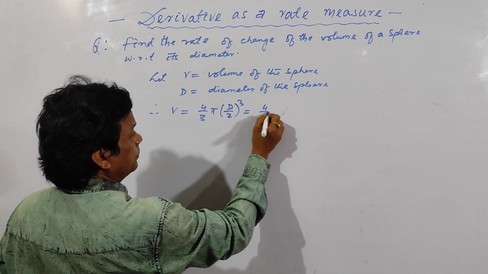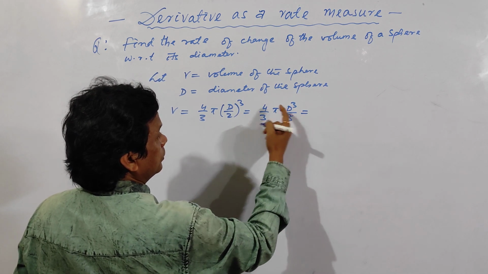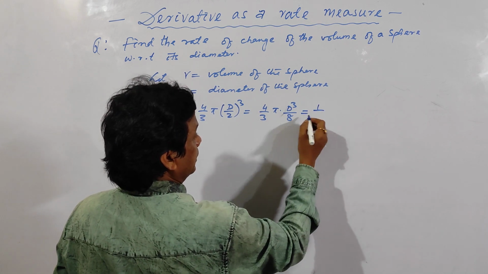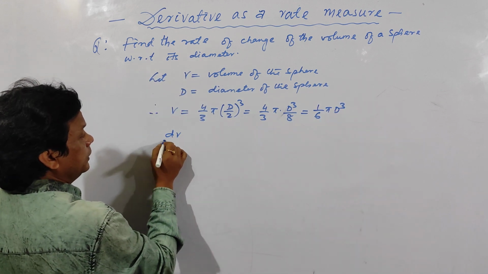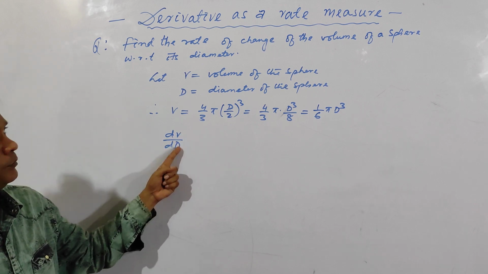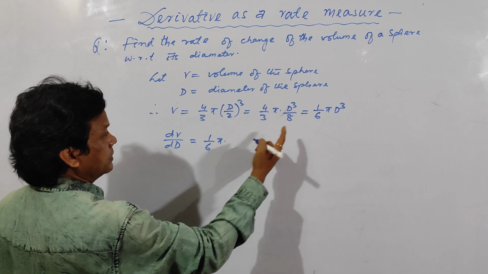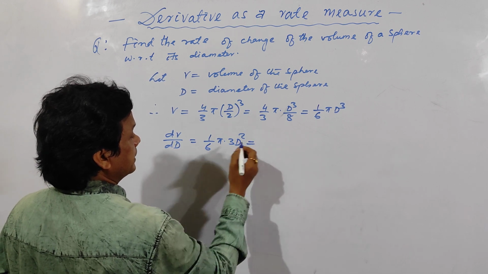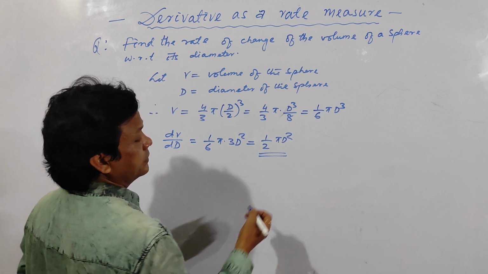That means 4 by 3 pi D cube by 2 cube, which is 8. So 4 and 8 cancel out, it remains 2. That means 3 2 are 6, pi D to the power 3. And what do you want to find out? dV by dD, the derivative of V with respect to capital D, that means with respect to diameter, is equal to 1 by 6, which is a constant, pi is a constant, then the derivative of D cube is 3D square. Here 3 and 6 cancel out, 1 by 2 pi D square. So this is your answer. Clear?